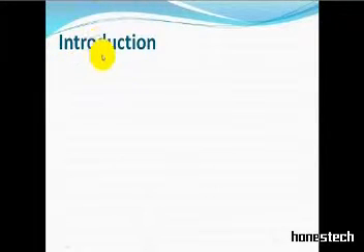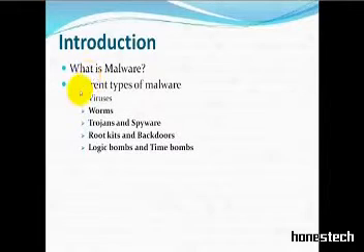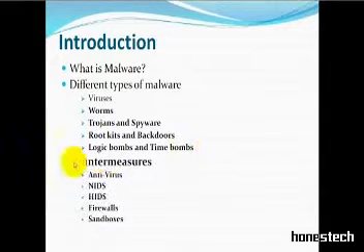Introduction to malware-based computer security. We have to talk about what is malware, and you know that different types of malware exist: viruses, worms, trojans and spyware, rootkits and backdoors, logic bombs and time bombs. Then we are going to talk about the countermeasures, or how to avoid these kinds of malware-based security attacks. In that topic, we are going to talk about antivirus software, NIDS, HIDS, firewalls and sandboxes.